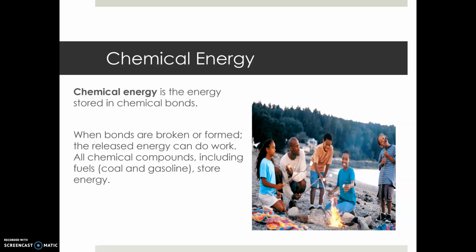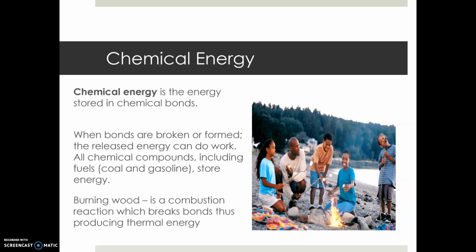A thing that commonly we talk about that has chemical energy would be fuels. So like coal or gasoline, those have chemical energy stored within them, and we release the energy by burning them. Another example would be the foods that we eat. Our bodies break down those bonds in order to release the energy for our bodies to use.